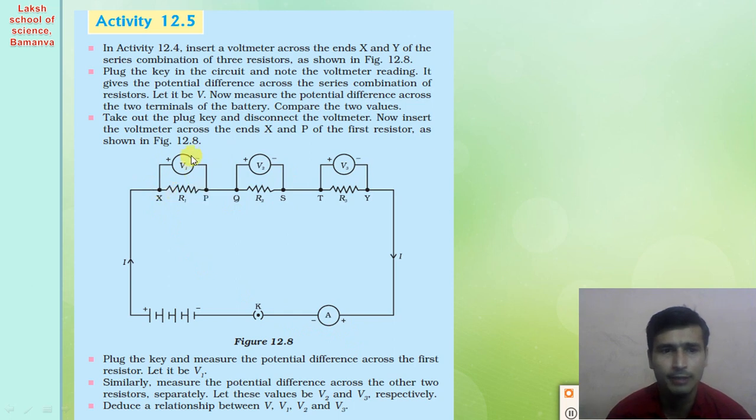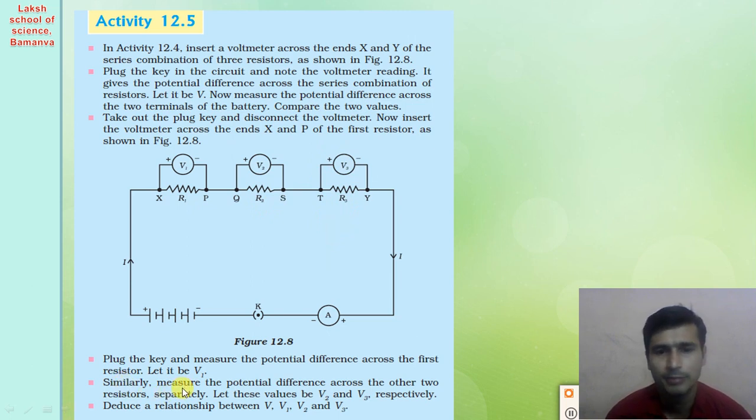Across the resistor R1 we connect the voltmeter V1, across the resistor R2 we connect the voltmeter V2, and across the resistor R3 we connect the voltmeter V3. Plug the key in the circuit and note the voltmeter readings. The voltmeter V1 gives us the potential difference across the resistor R1, voltmeter V2 gives the potential difference across the resistor R2, and voltmeter V3 gives the potential difference across the resistor R3, right?